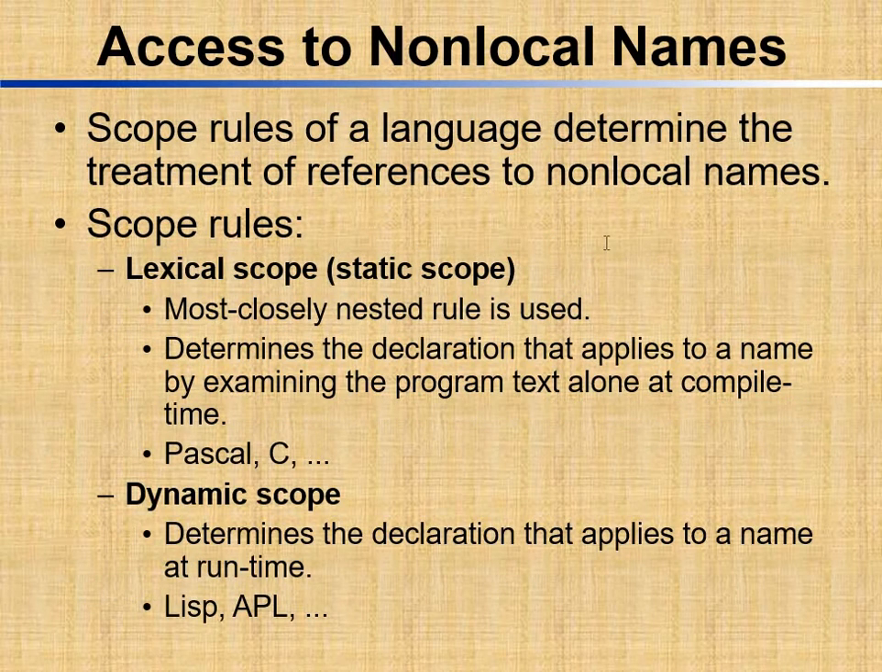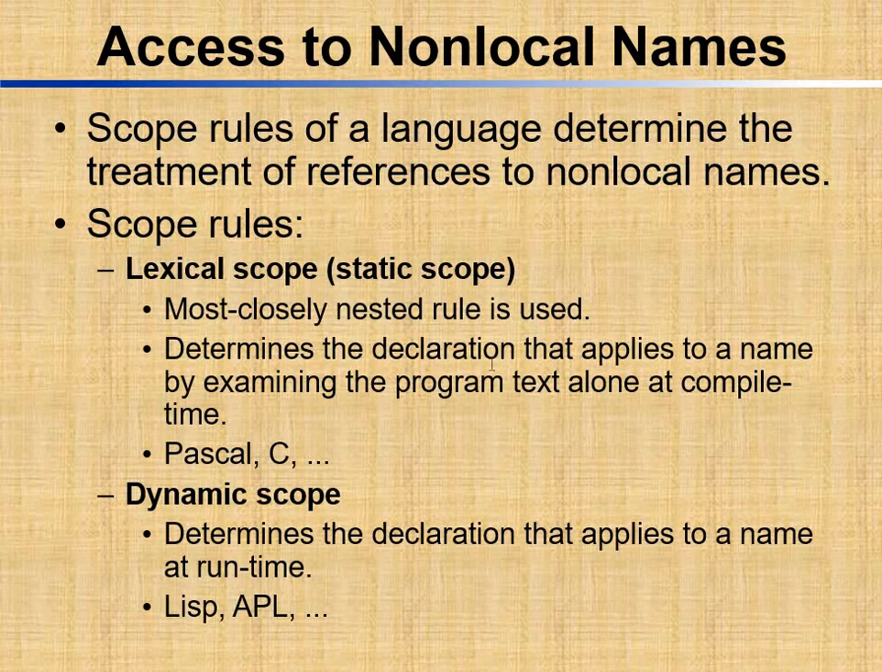Now, access to non-local names. The scope rules of a language determine the treatment of references to non-local names. Here there is lexical scope, which we call static scope, and there is dynamic scope. In static scope, mostly the closely nested rule is used.